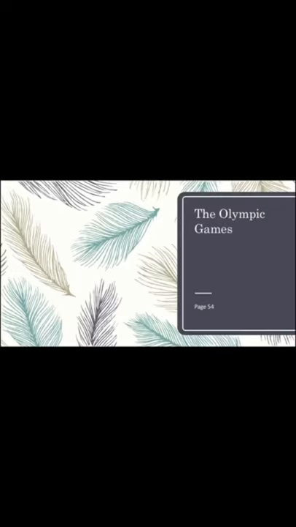As we were talking about sports in this unit, we're going to talk about one of the most famous sports events around the world, which is the Olympic Games. We are going to talk about the ancient Olympic Games and the modern Olympic Games, what similarities they share and what differences there are between them. We are on page 54.